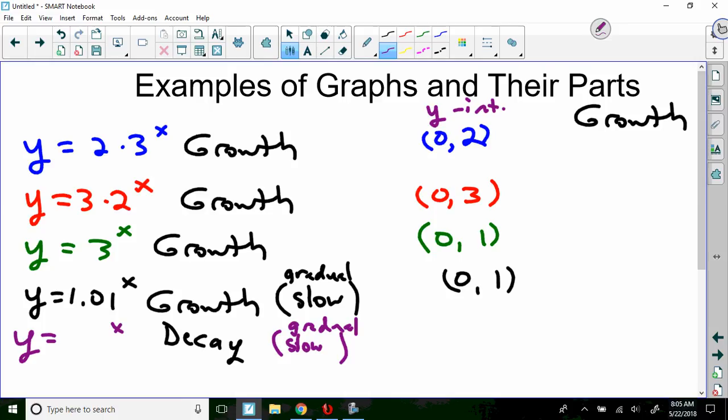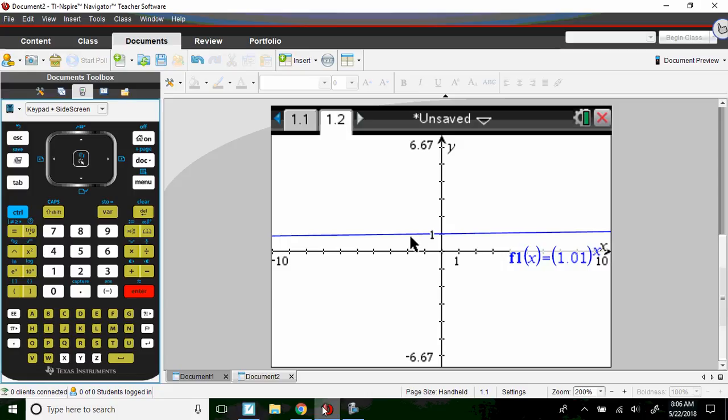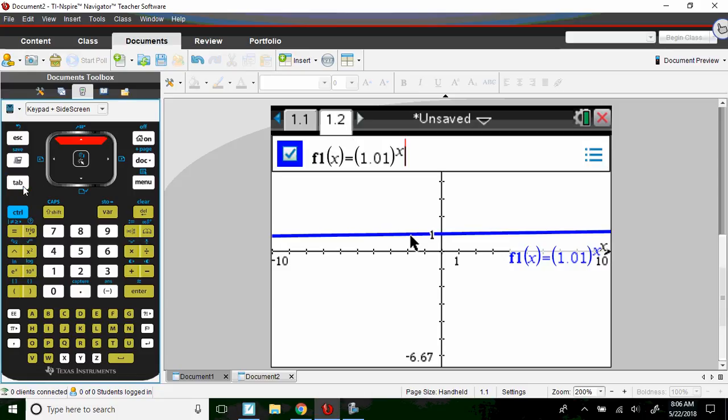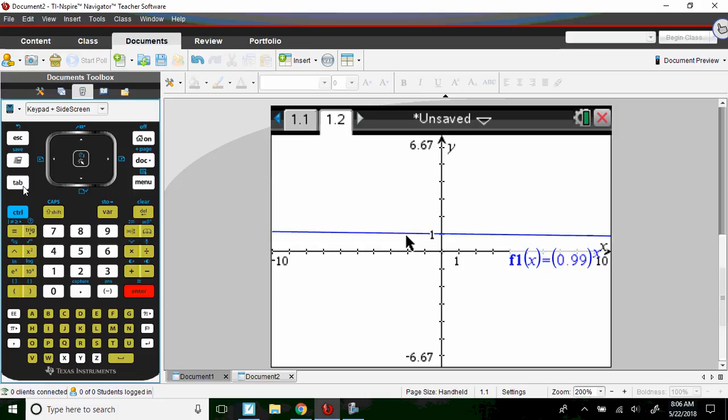So like 0.99. Let's try it. 0.99. So let's see. 0.99. Hey, there it is. That did it. Nice. Good. All right. So I think I'm starting to understand this.